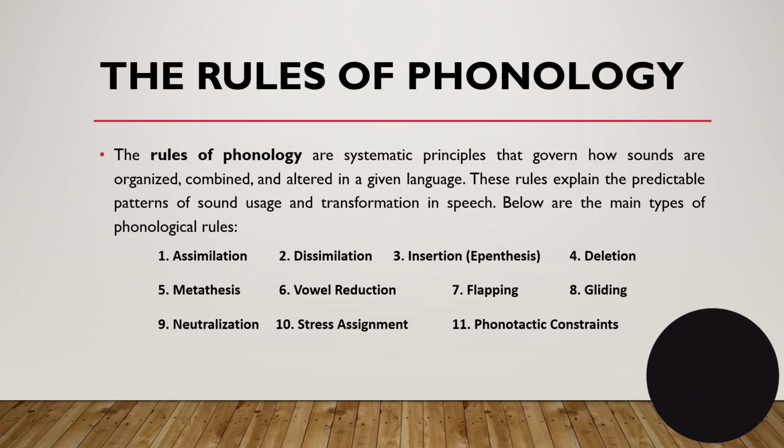Here we have the rules of phonology. Rules of phonology are systematic principles that govern how sounds are organized, combined, and altered in a given language. These rules explain the predictable patterns of sound usage and transformation in speech. Below are the main types of phonological rules. These are some of the phonological rules that we will be dealing with in detail, including assimilation, dissimilation, insertion, deletion, metathesis, vowel reduction, flapping, gliding, neutralization, stress assignment, and phonotactic constraints.